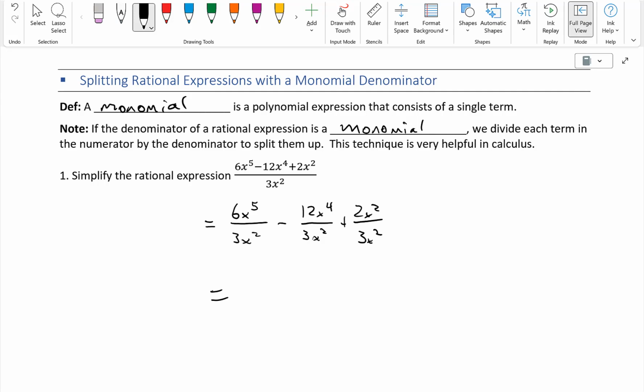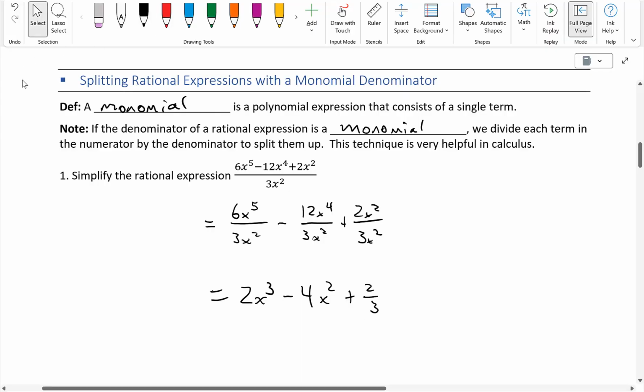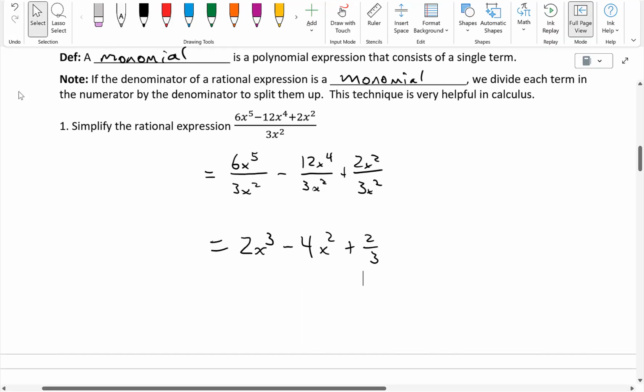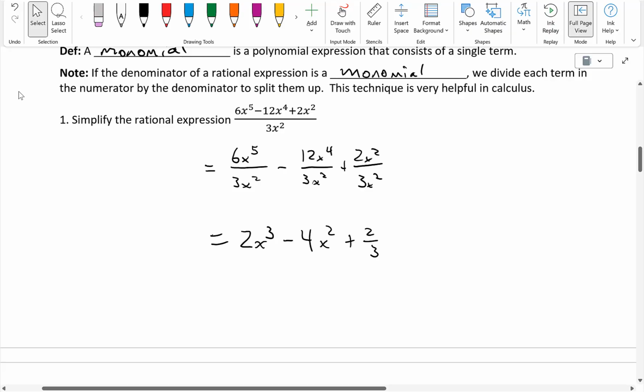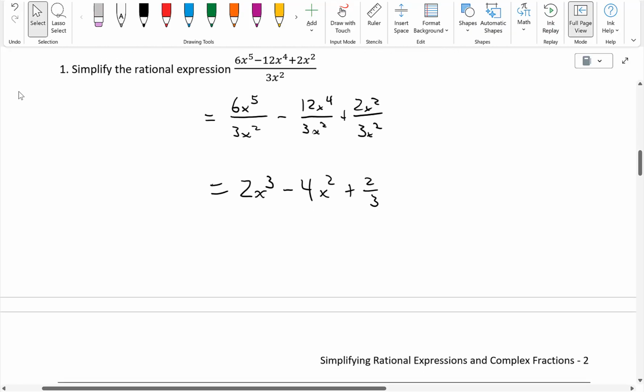So we can divide each one separately now. The 6 over 3 is a 2, x to the 5th over x squared, we've got 3 factors of x left in the numerator. 12 over 3 is a minus 4. X to the 4th over x squared leaves us with 2 factors of x in the numerator. And for the 2x squared over 3x squared, we're left just with the 2 over 3. Those x squareds divide out. All right, and then we'll get something that's generally easier to work with when we're dealing with derivatives or integration. So it's nice to simplify when we can.